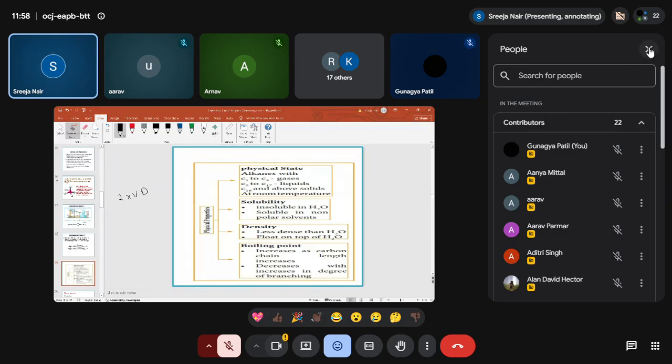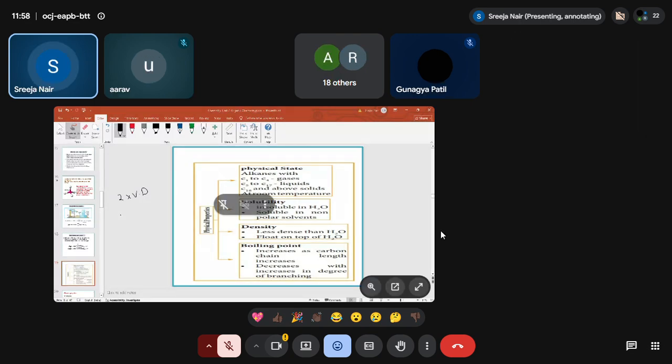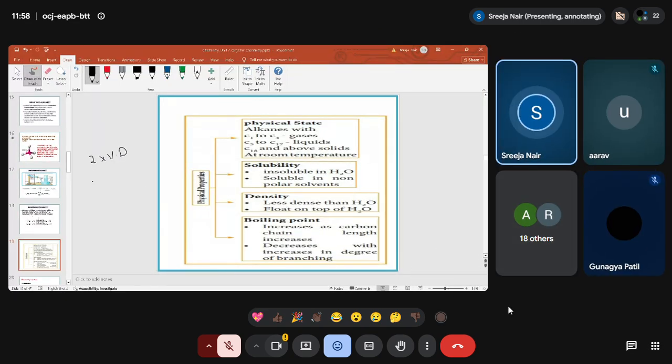At that time, the vapor density was relative to hydrogen gas, so in that way 2 is there. And you know the vapor density of methane is 8, and the vapor density of ethane is 15, which is mentioned in your textbook.